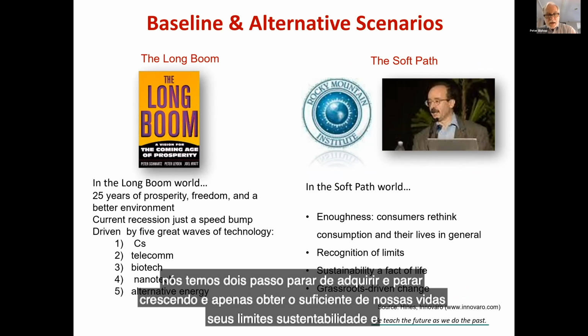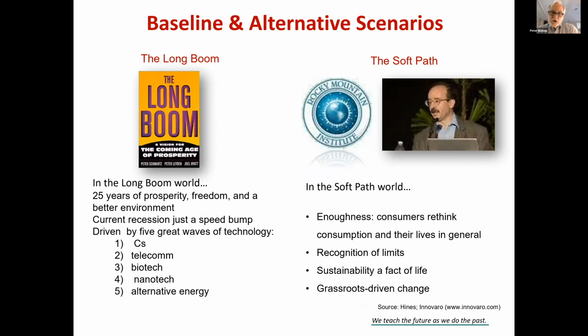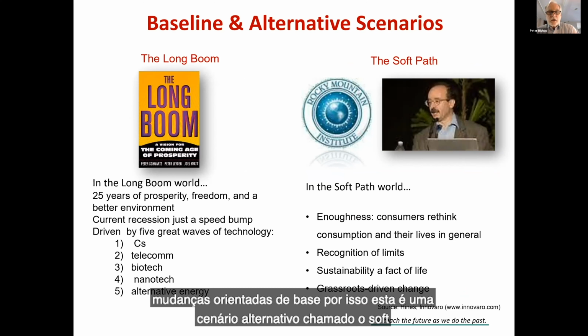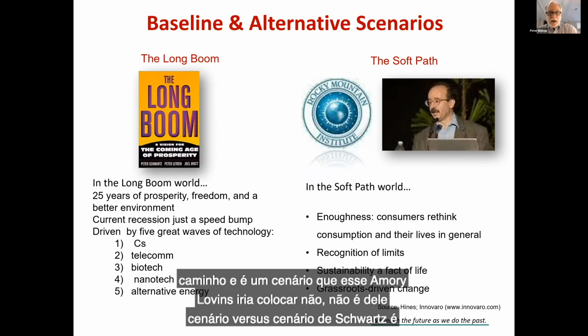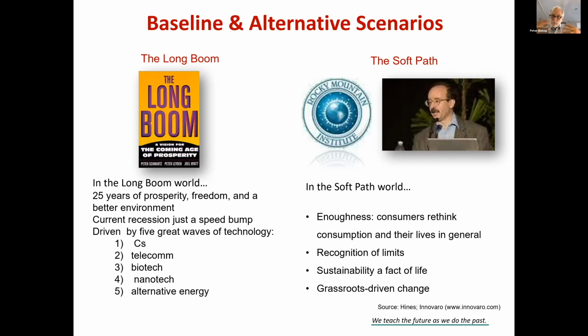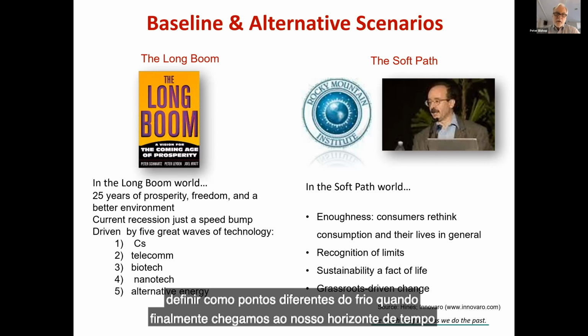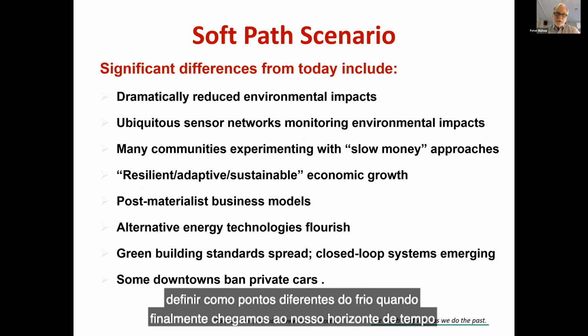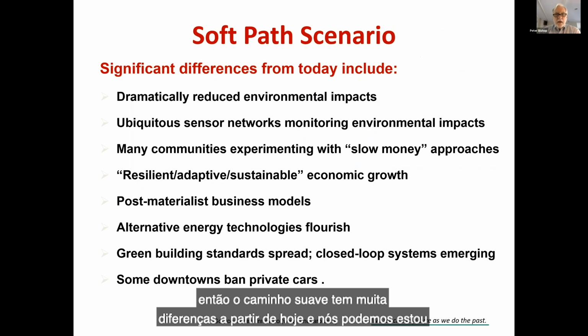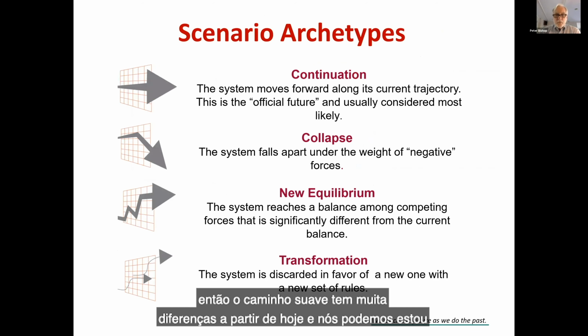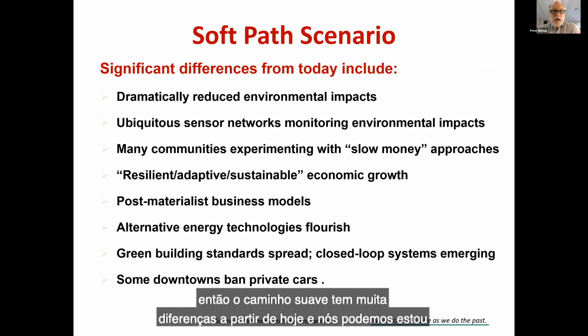There are limits, sustainability, and grassroots-driven change. So this is an alternative scenario called the soft path. And it's a scenario that Amory Lovins would put out. Now, it's not his scenario versus Schwartz's scenario. It's not one is right and one is wrong. We're dealing with all of these now as a set, as different points of the cone when we finally get out to our time horizon. So the soft path has a lot of differences from today, and we can look through those.